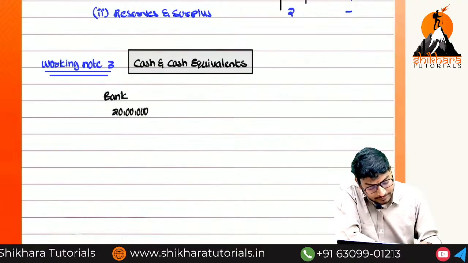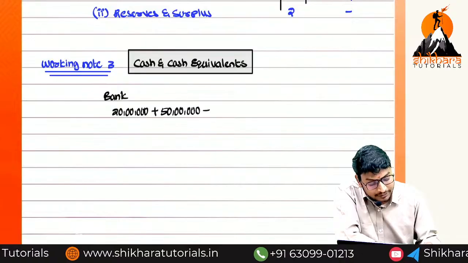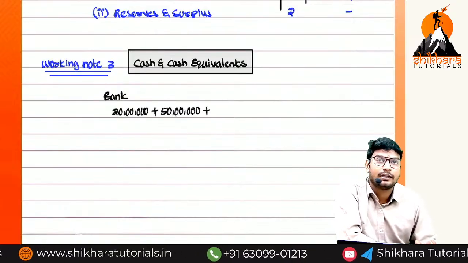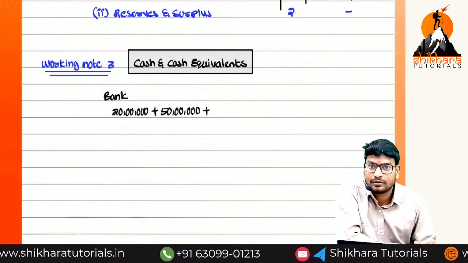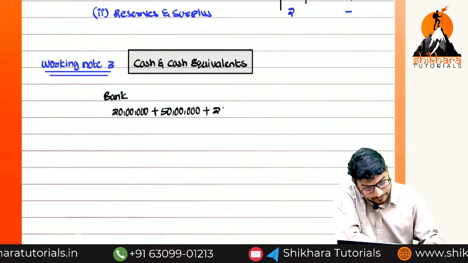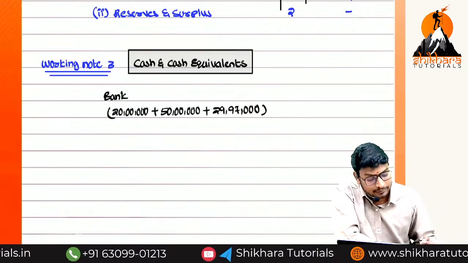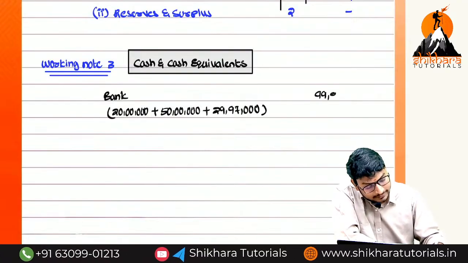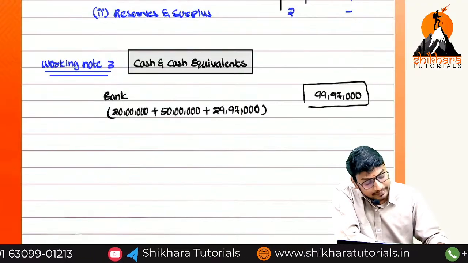What is the second installment amount? 50 lakhs. Totally we have received. When coming to the last installment, how much amount have we received? We have received only on 99,900 shares, into 30 rupees. That is equal to 29 lakh 97,000. What is the total overall amount? 99 lakh 97,000.